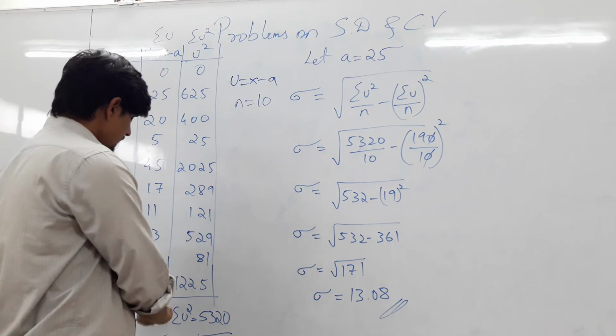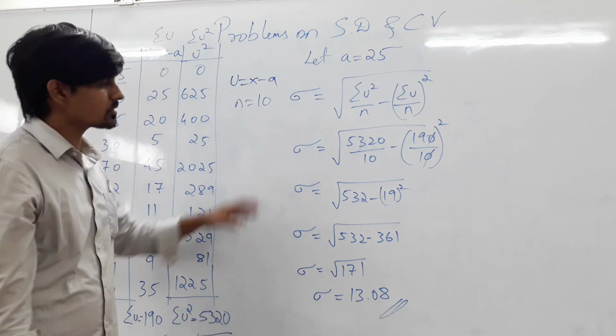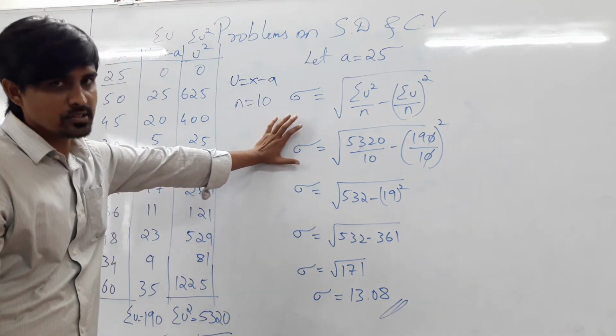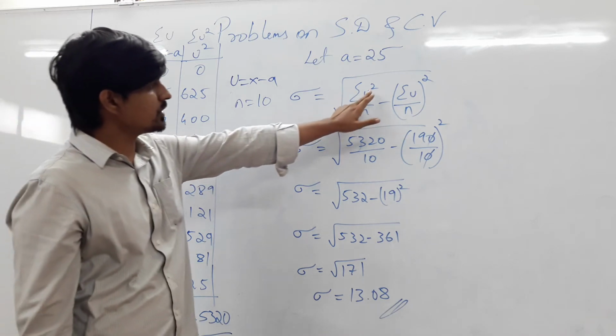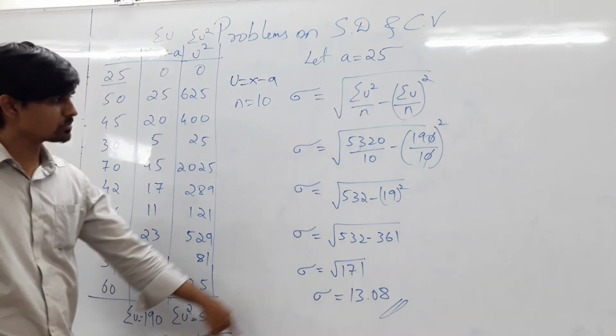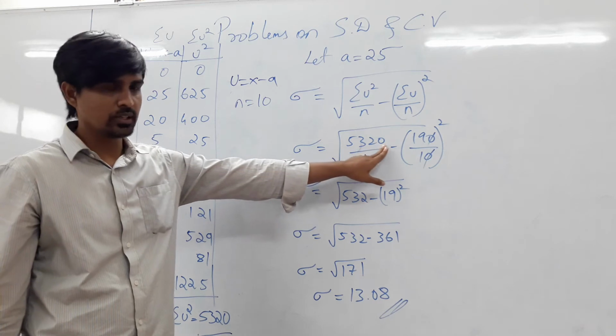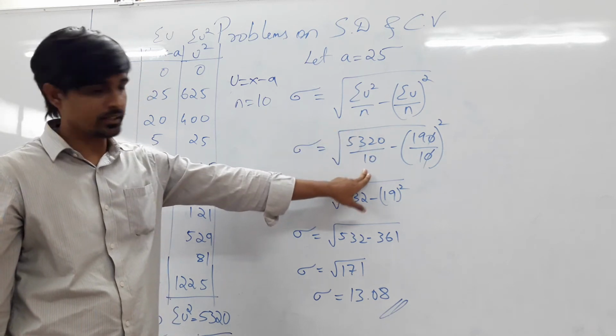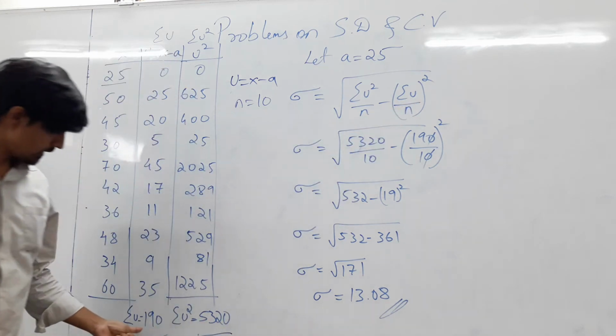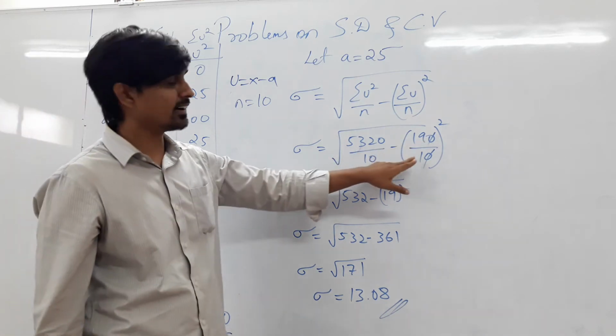Now, values are given, values are ready. You have to substitute in the formula. I have already substituted it. Now see, summation u square, how much is it? 5320. I have written 5320. N value is 10, minus summation u, which is 190. I have written 190 divided by 10.